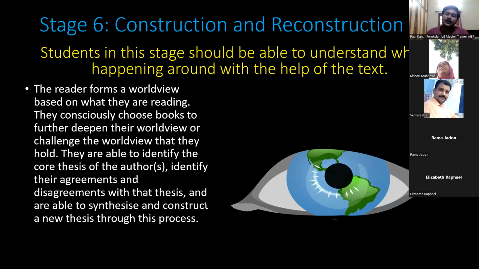Now, in this stage, they are going to another extent where they choose the books which they want to read. That independence is given to the children at this particular age, especially children who have got the habit of reading. They are able to identify the core theses of the author, identify their agreements and disagreements with that thesis, and are able to synthesize and construct a new thesis through this process.